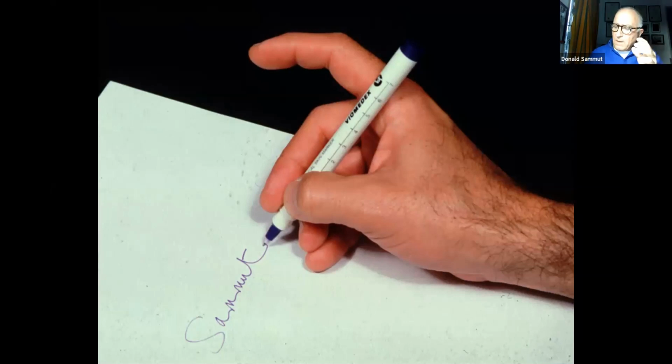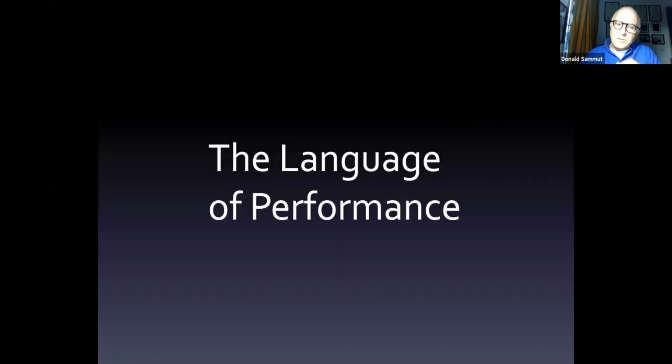This is not a recommendation for amputation, but you get my point. But the more interesting language, these are all very obvious expressions and communication of the hand, but the more interesting language is that of performance. And that's really what this talk is about. How does the hand speak by its performance?